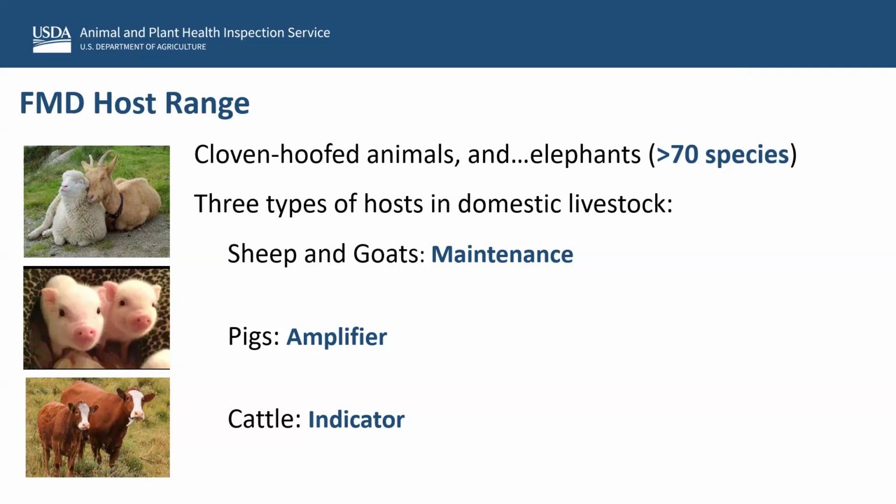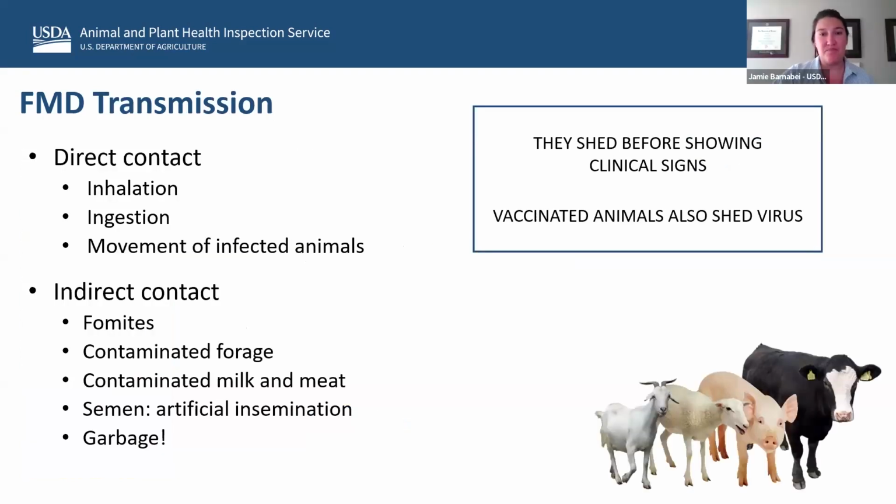But let's focus in on our domestic livestock hosts. So for us in the USDA, who are we looking at most closely? We have our sheep and goats. These guys are considered our maintenance hosts. Then we have pigs, they are amplifiers. And cattle are considered our indicator species. So let's look at that in a little more detail.